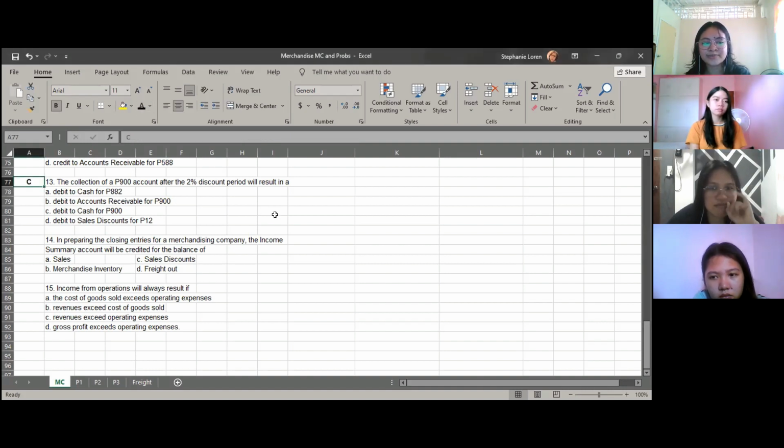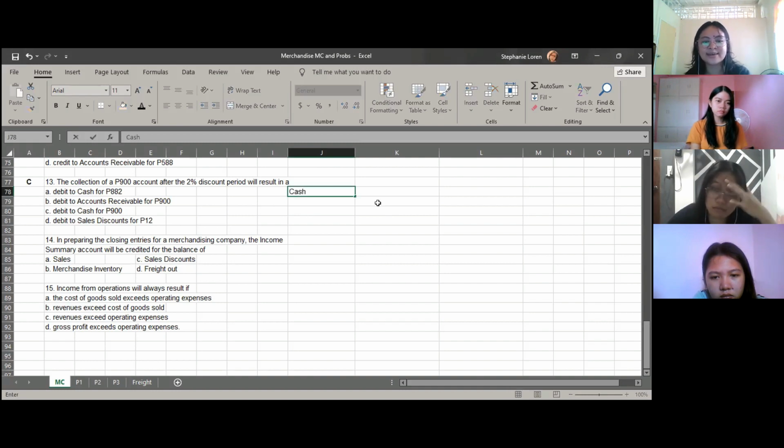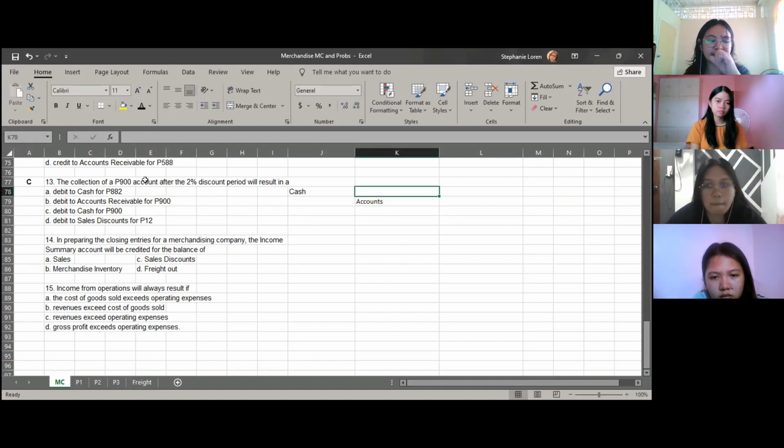So, collection siya, collection na siya. So, i-collect mo na yung payment para doon sa benta. So, pag mag-collect ka ng payment, you're going to debit cash and not accounts receivable. That's credit accounts receivable. So, pansinin niyo yung problem. Sabi niya dito, after the discount period, ibig sabihin, hindi na siya nakahabol. Hindi niya na na-take advantage yung discount period. That's why, babayaran niya ng full yung account.